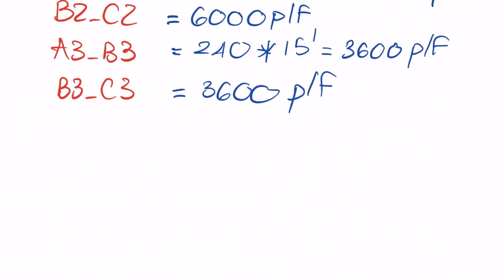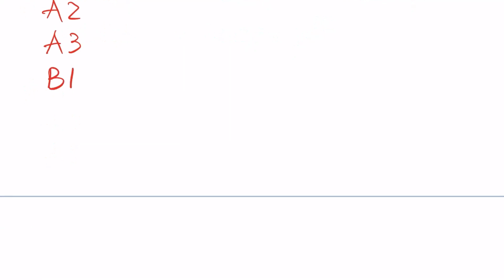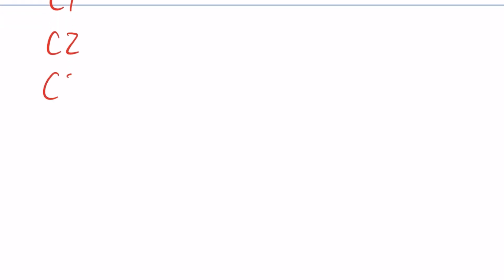So this one is E. I'm going to have column A1, A2, A3, B1, B2, B3, C1, C2, C3.